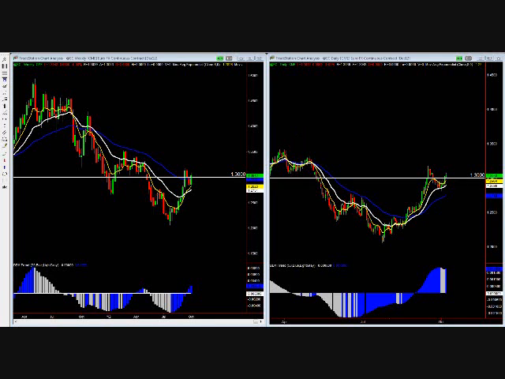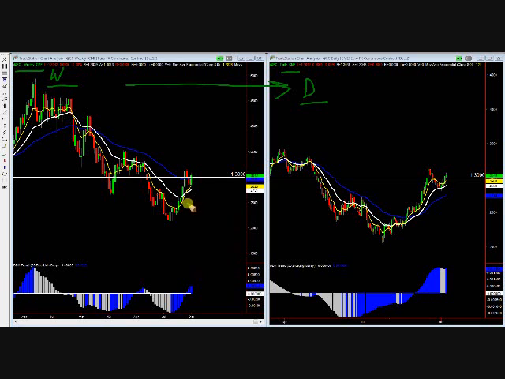So a little bit different format this week. We're going to take a look at these two charts. We're looking at the weekly chart on this side, and we're looking at the daily chart on this side. Just using two time frames, going from the higher time frame to the lower time frame, and taking a look at the markets from that perspective this week.